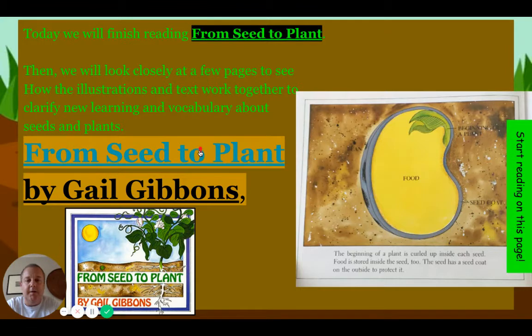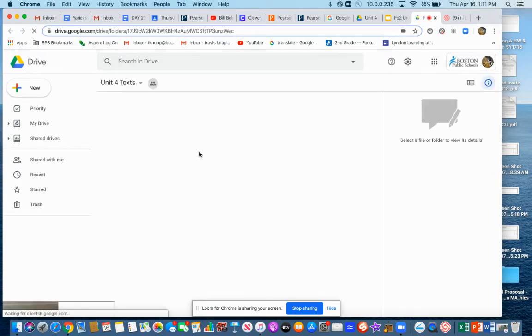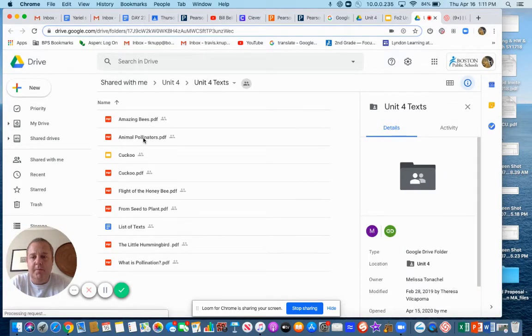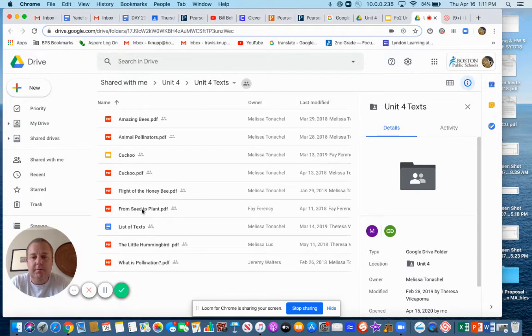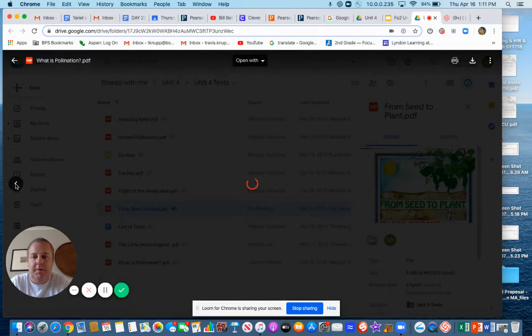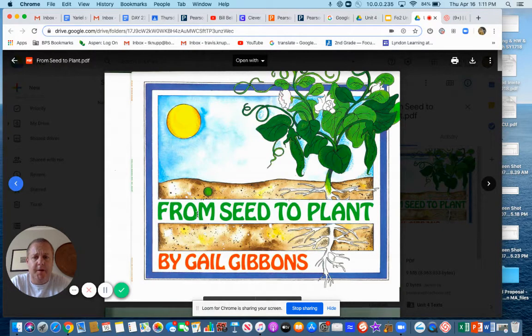Here we go. Let's see if I can open this here. There's only a few pages left, so I'm not going to open the big one. Bees, nope. Animal pollinators, nope. Here it is, From Seed to Plant. Hey, I spun his head around. Try to open that. Here we go. From Seed to Plant by Gail Gibbons. Gonna fast forward. Not that. Sorry. Thank you for your patience. Here we go.